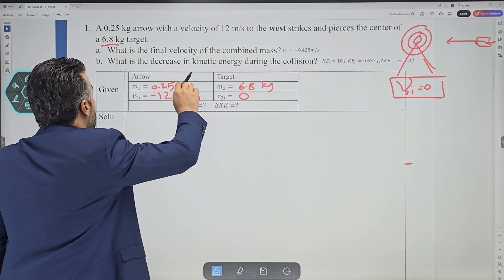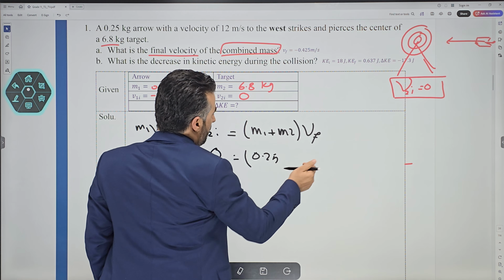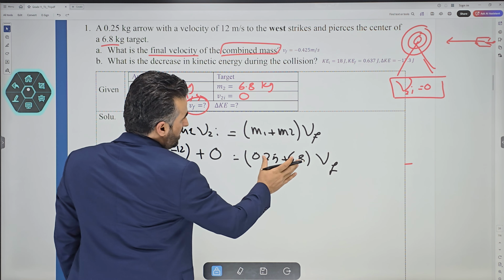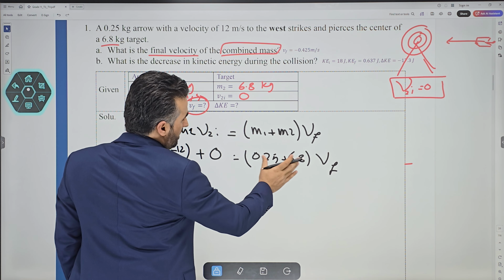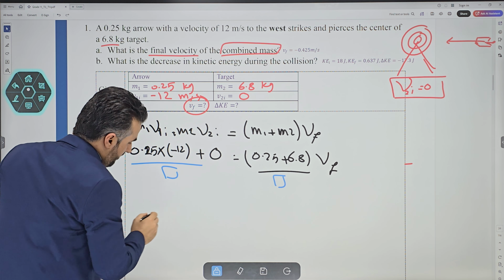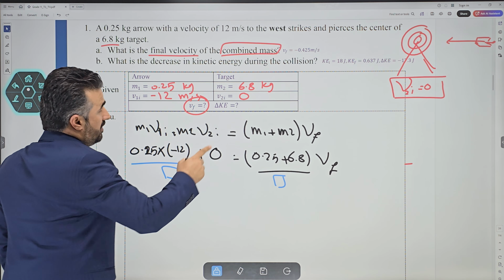Now all you have to do is plug in the numbers. The mass of the arrow is 0.25 kilogram, times negative 12 because it is going to the west, plus the second mass, which is 0 because the target is stationary, so this part is 0. Then mass 1, 0.25 kilogram plus the mass of the target, 6.8, times v final. Now just add these two together. Whatever the answer is, you divide both sides by the same thing. On this side you can see it's negative, so clearly this part will be negative. Now all we have to do is find v final. Obviously, it's going to be negative.